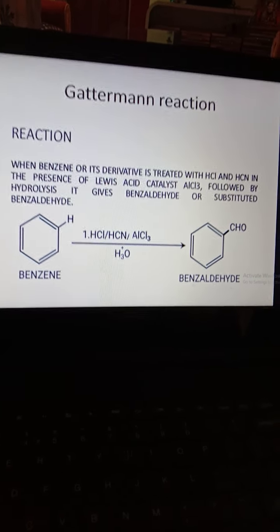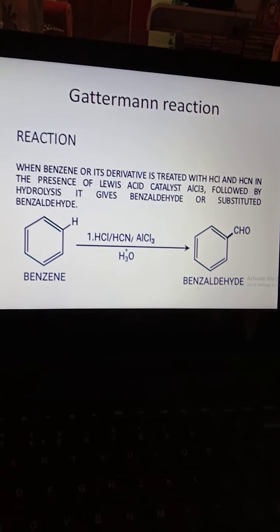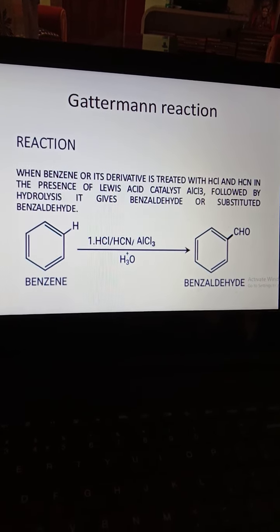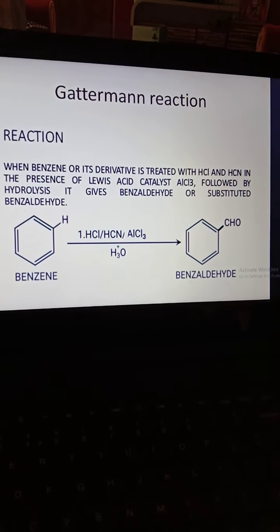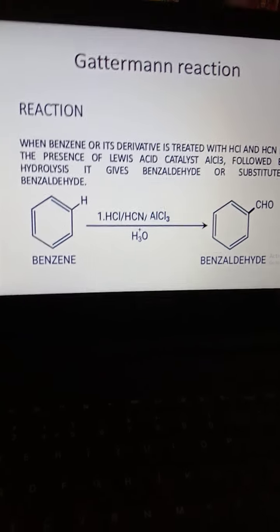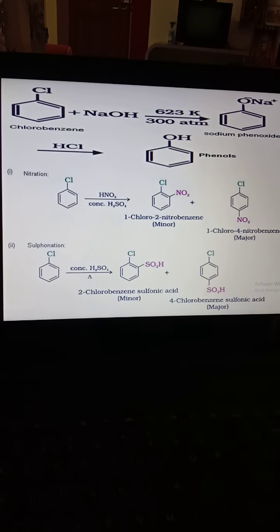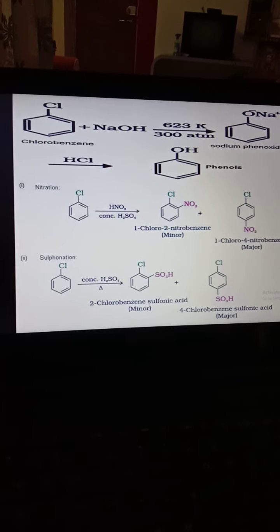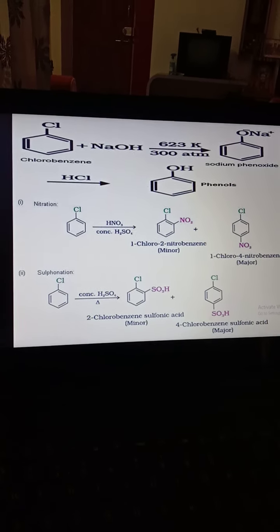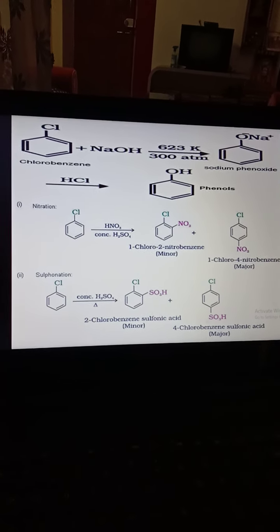Gattermann reaction. This reaction only forms aromatic aldehyde. Benzene undergoes HCl or HCN or AlCl3, like the Friedel-Crafts reaction, forming benzaldehyde. Chlorobenzene reacts with a base, NaOH or KOH, forming sodium phenoxide or potassium phenoxide.